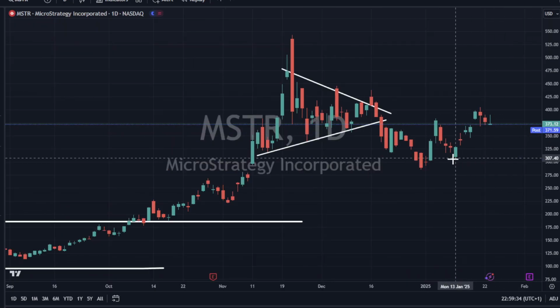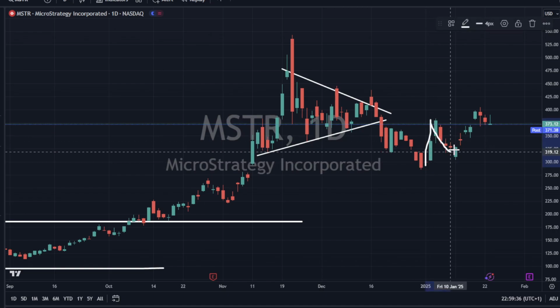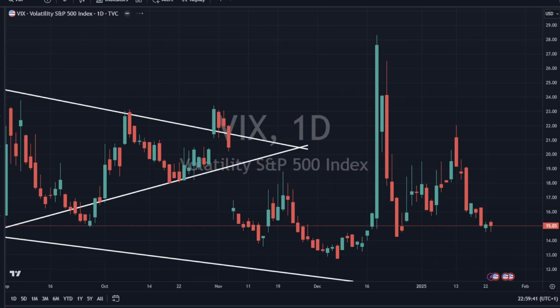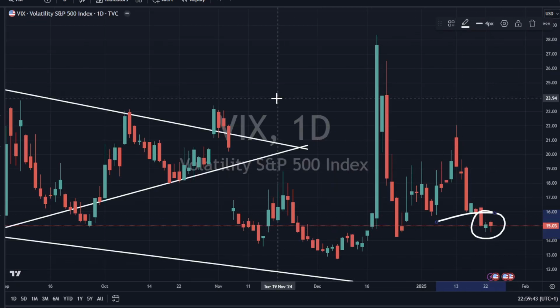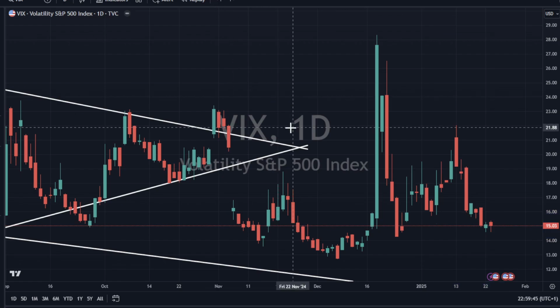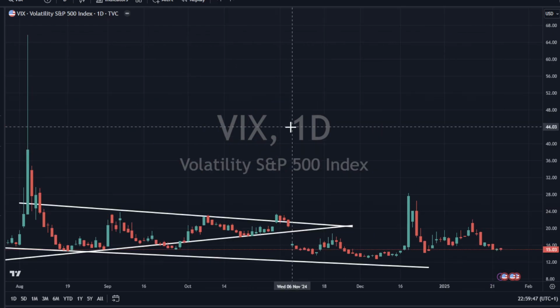MicroStrategy down slightly, but it still looks good to go higher. Whenever you get the big kind of stair-step patterns, generally a bullish formation. And then the VIX is down slightly. It's pretty well under control for the volatility of the S&P 500 index.